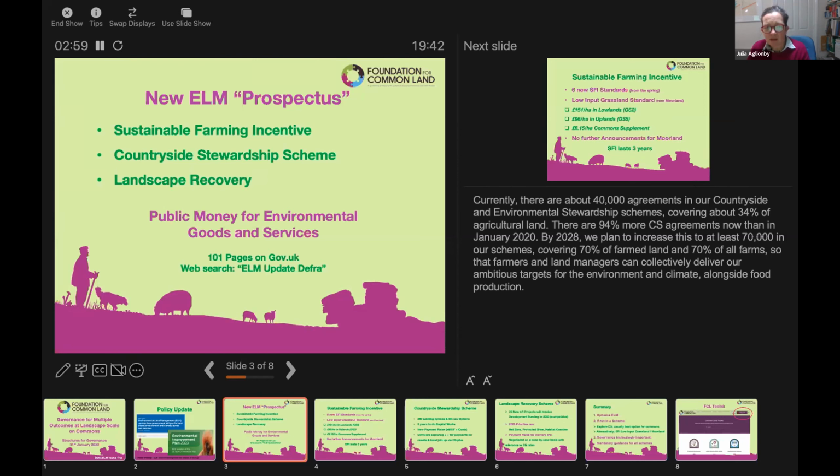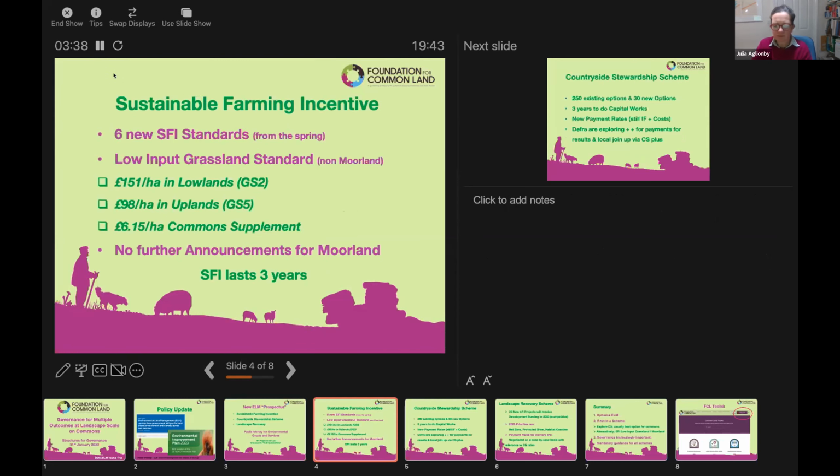So in terms of the Sustainable Farming Incentive, that's a sort of baseline scheme. It is available on Commons, which is good. All 3 schemes are available on Commons. And the big shift, as I'm sure most of you know, is public money for environmental goods and services. We used to say public money for public goods, but now I talk about public money for environmental goods and services, being really clear what exactly the government are paying for. As I say, it's a 101-page document. It's on gov.uk. If you do a web search for ELM update Defra, you'll find it there.